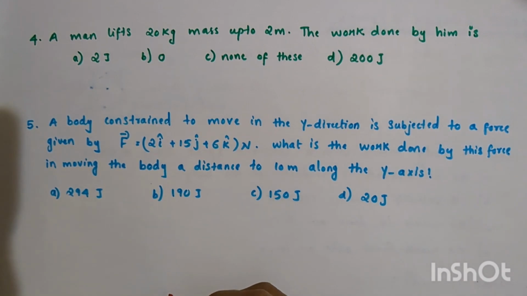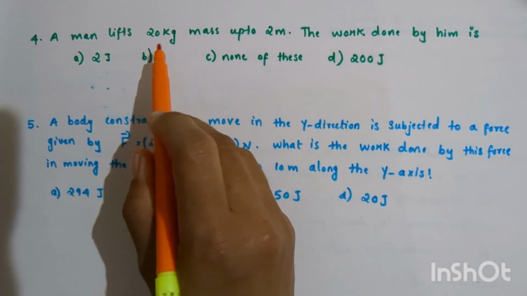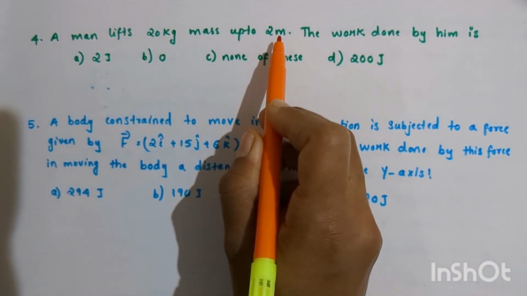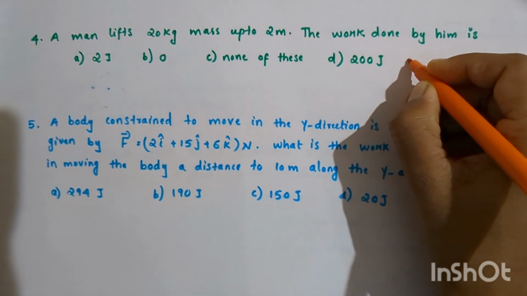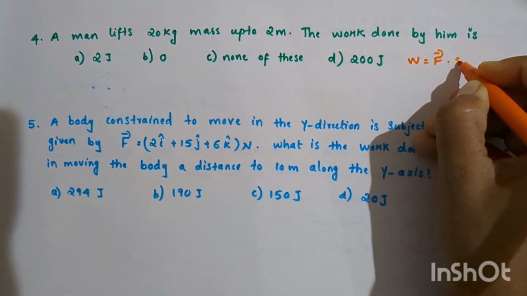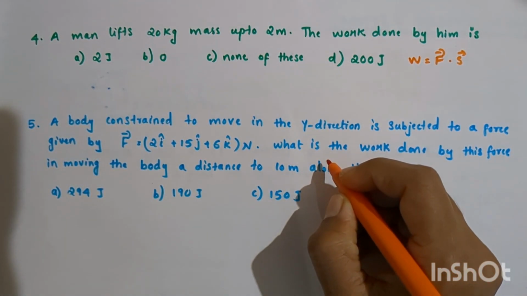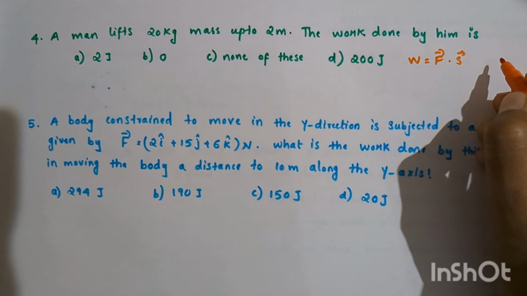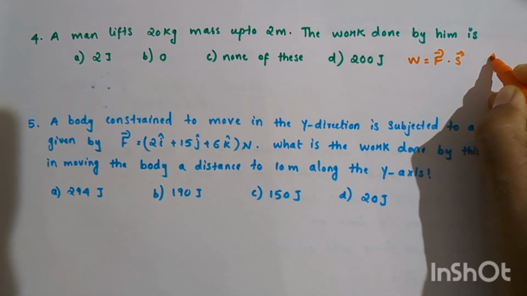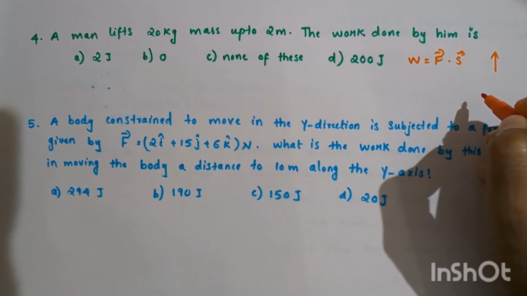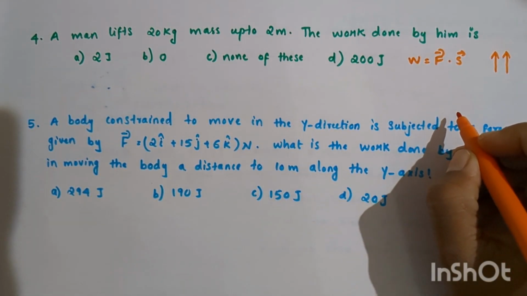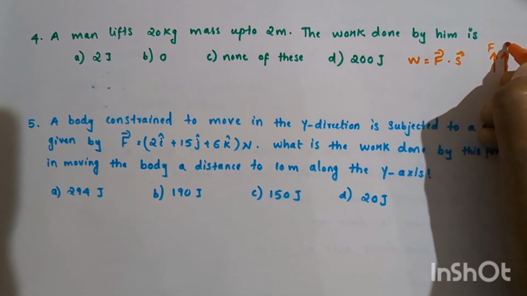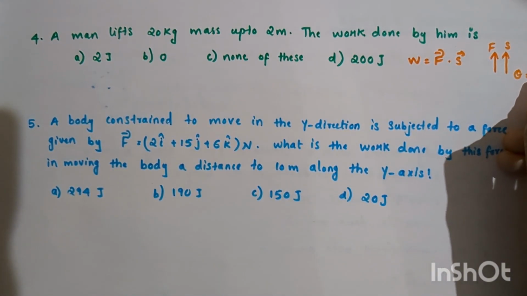Now let us see the fourth question. A man lifts a 20 kg mass up to 2 meters. The work done by him is? See, we know that work done is actually the dot product of force and displacement. When a man lifts a 20 kg mass, the force is acting in the upward direction. And you see the displacement, it is 2 meters, which is also in the upward direction. So the angle between the force and displacement is equal to 0.